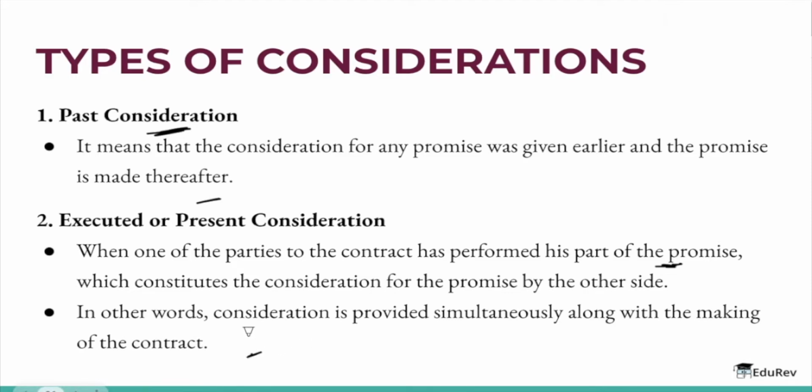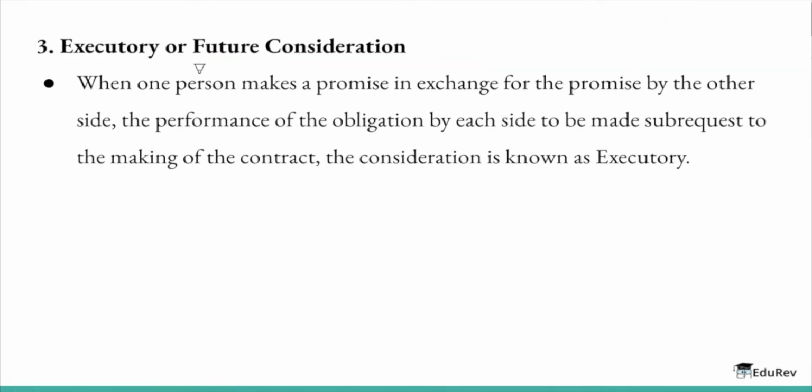The third one is executory or future consideration. Now, when one person makes a promise in exchange for the promise of the other side, the performance of the obligation by each side to be made subsequent to the making of the contract, the consideration is known as executory. For example, A agrees to supply certain goods to B and B agrees to pay for them on a future date. This is a case of executory consideration.